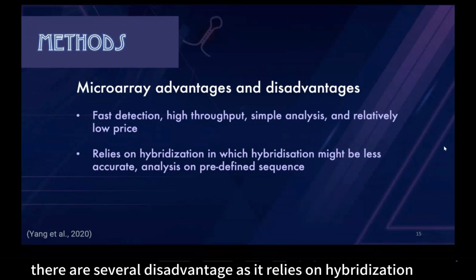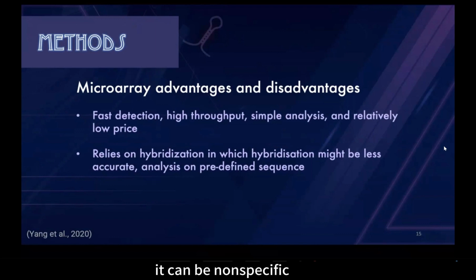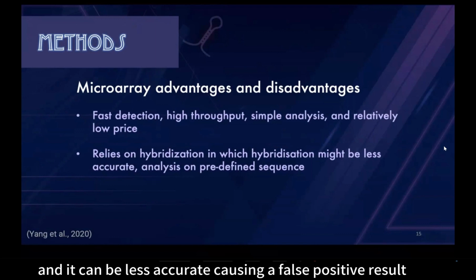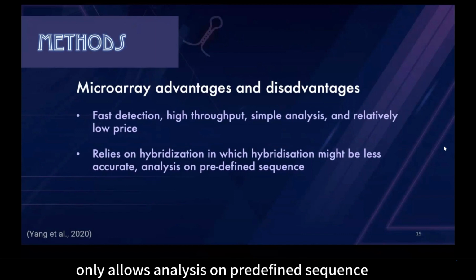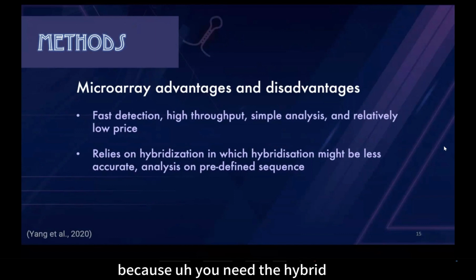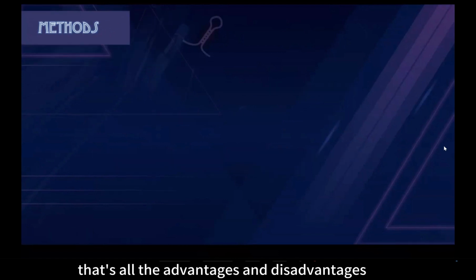However, there are several disadvantages as it relies on hybridization. It can be non-specific and it can be less accurate, causing false positive results. And the analysis on microarray only allows analysis on predefined sequences because you need the probe on the chip. Okay, that's all the advantages and disadvantages.